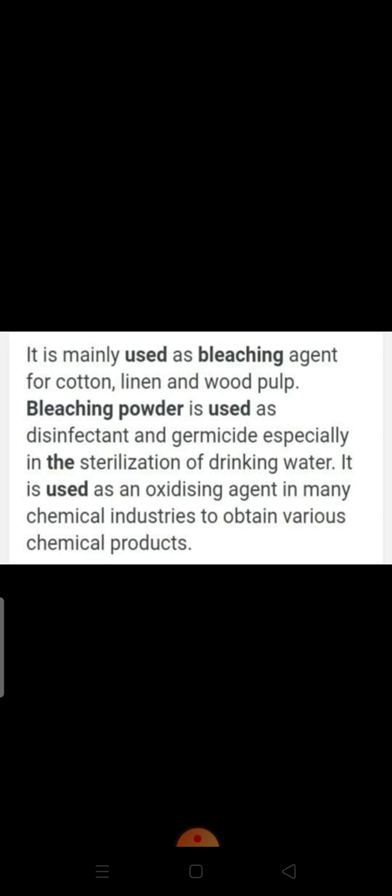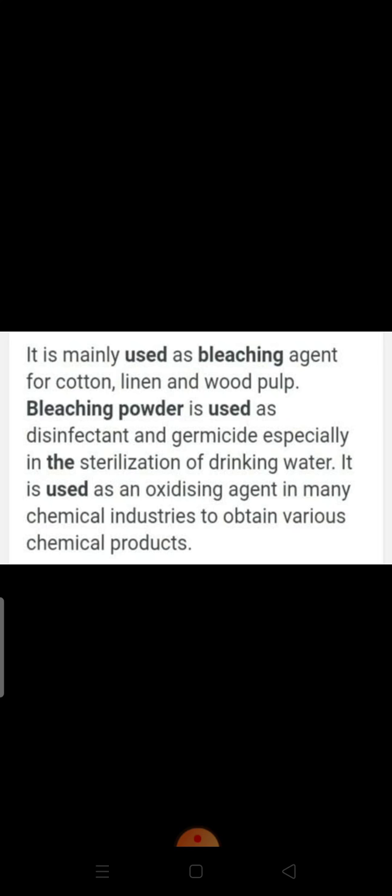Next are the uses of bleaching powder. Students, the most important use of bleaching powder is in the textile industry for bleaching cotton and linen, and also in the paper industry for bleaching wood pulp, in laundry for bleaching washed clothes, and for making wool unshrinkable. As chlorine is liberated by it, it can kill germs, so it is used for disinfecting drinking water. And one more very important use is in the manufacture of chloroform.